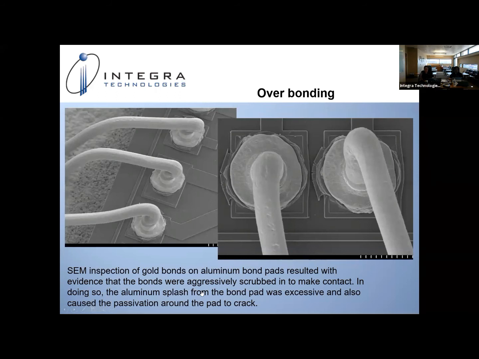Here's another reason: overbonding. From the image on the left, you can see the bond wire is a bit long and it's overhanging the neck down area of the ball bond. In the right-hand image, the passivation surrounding the bond pad is severely cracked and excessive aluminum splash is seen around the ball bond, indicating that possible overbonding took place.